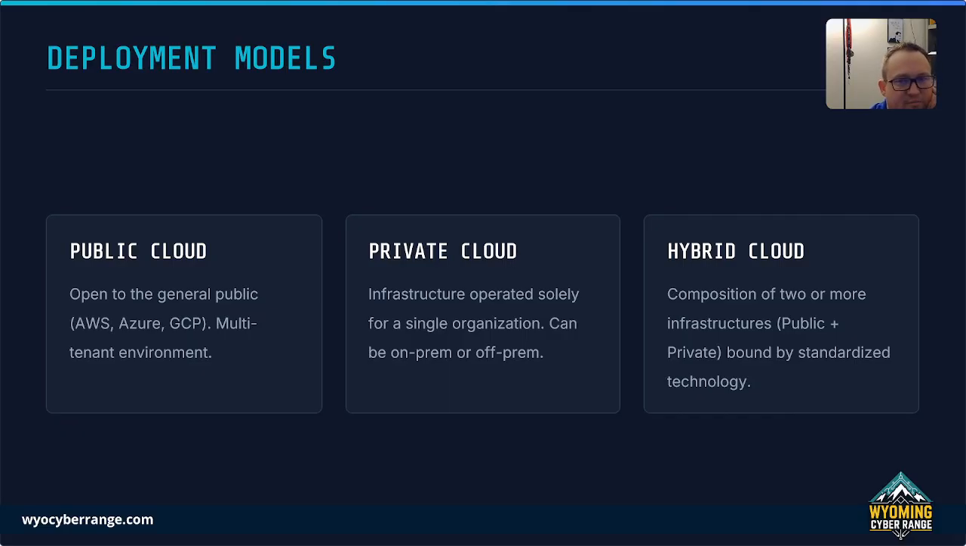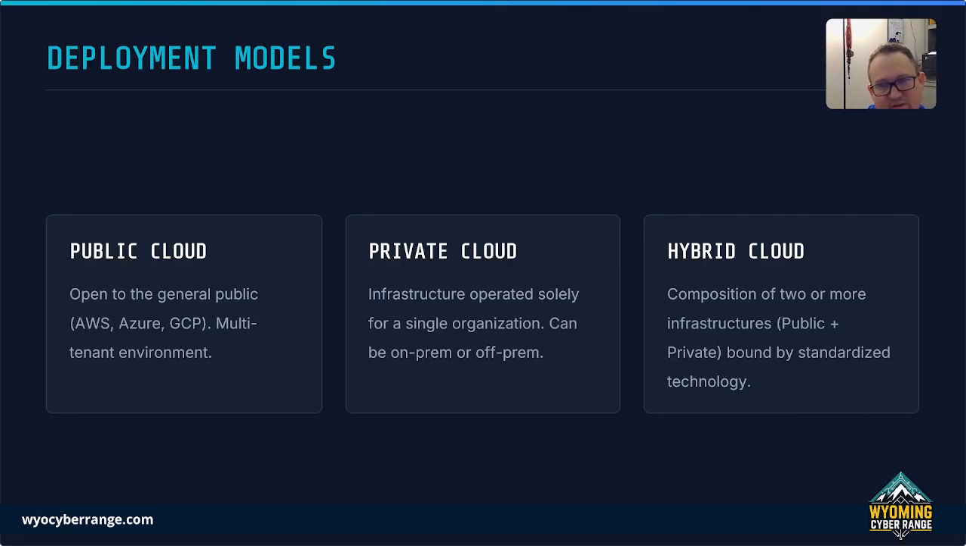The next model is the private cloud model, and this is infrastructure operated solely for a single tenant, a single person, a single organization. It can be hosted on-premise or by a third party, but remember that the hardware is strictly dedicated. It's not shared by more than one tenant.